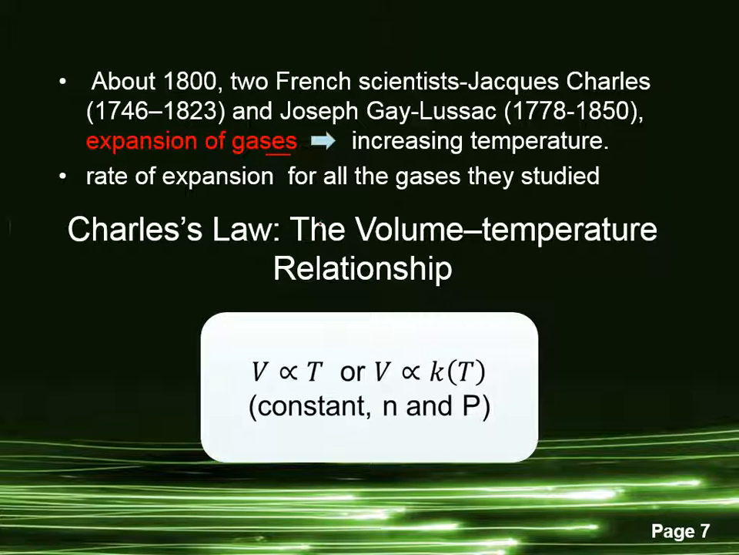Charles' experiments showed that the rate of expansion with increasing temperature was constant and was the same for all the gases they studied, as long as their pressure remained constant. Charles' law showed there is a direct relationship between volume and temperature. Here is an examination of Charles' law.